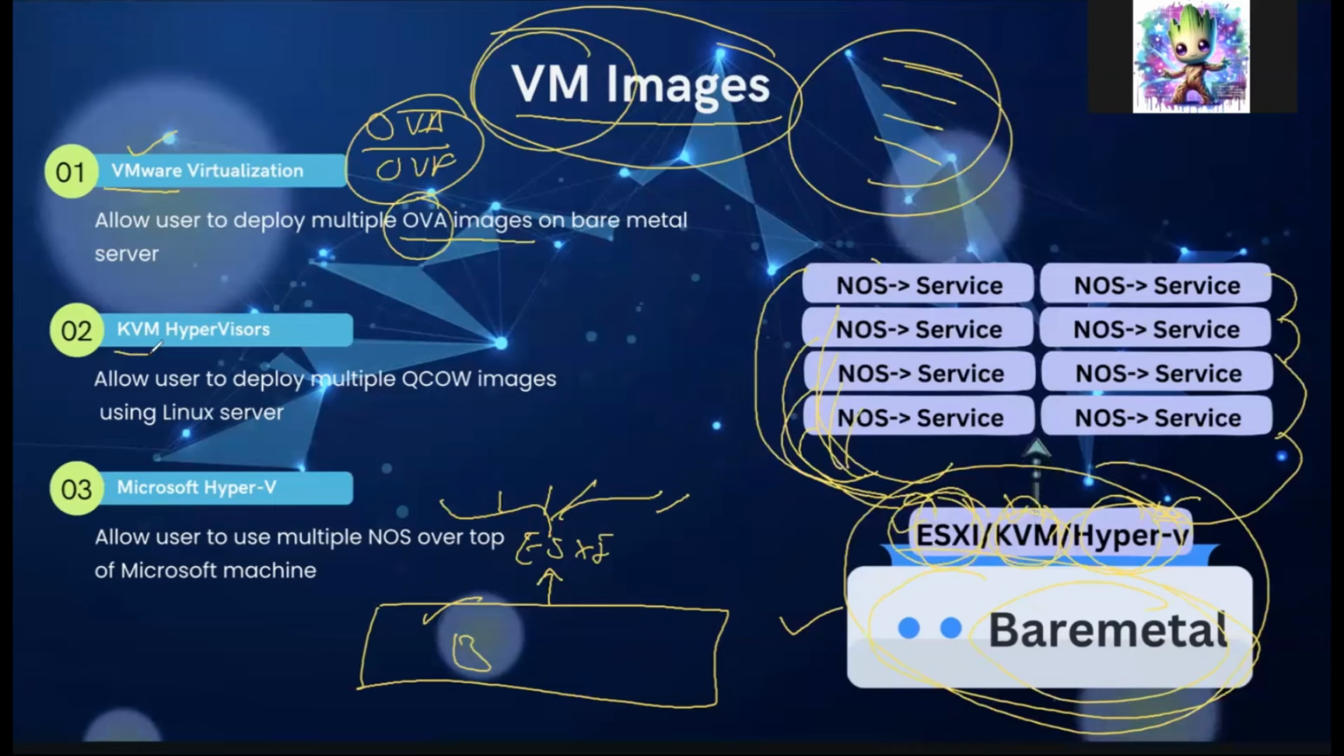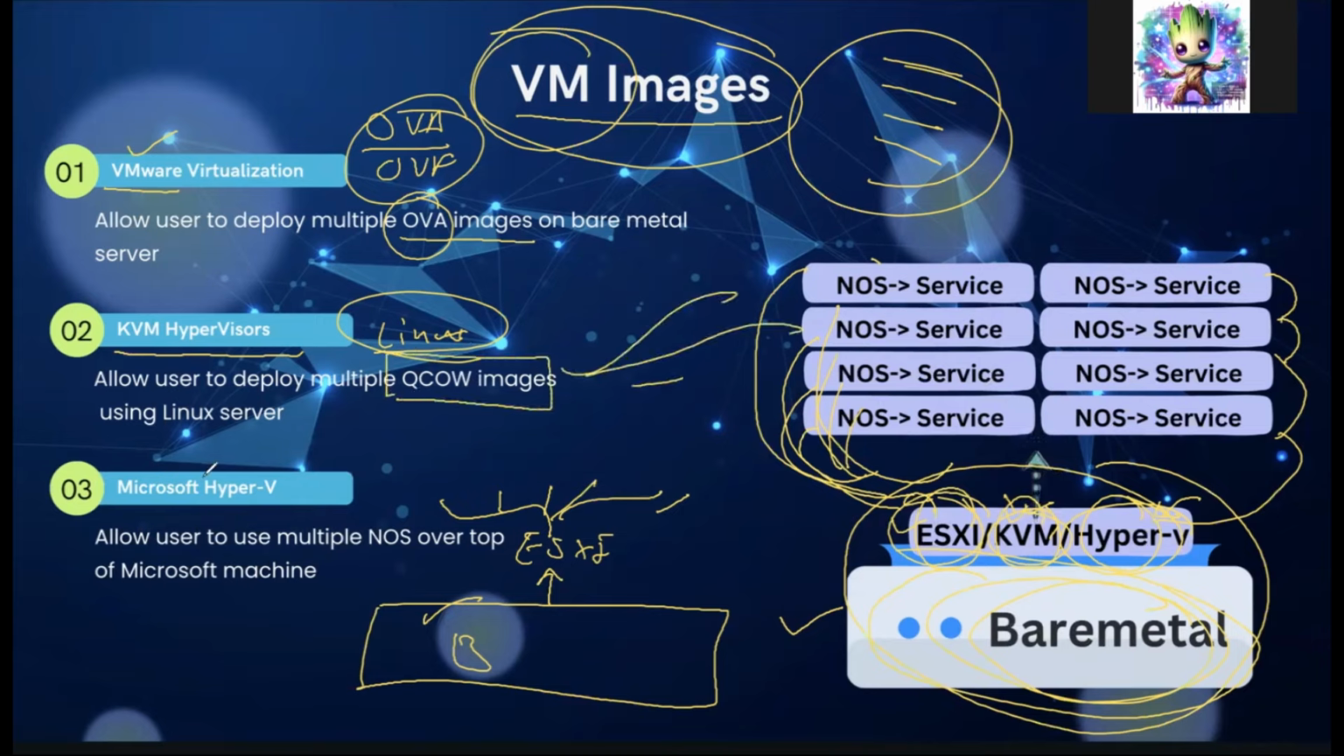The moment we talk about the KVM hypervisor, that is Linux based actually. So we have to basically install a Linux server on top of the bare metal, the Linux NOS, right? And then over top of that Linux, we can enable the KVM services. And then we can use QCOW images to install multiple NOS.